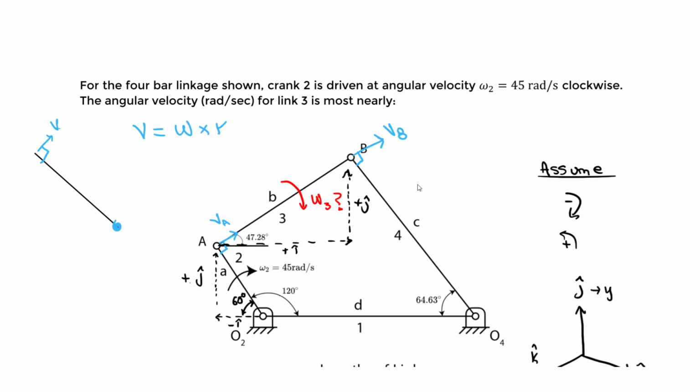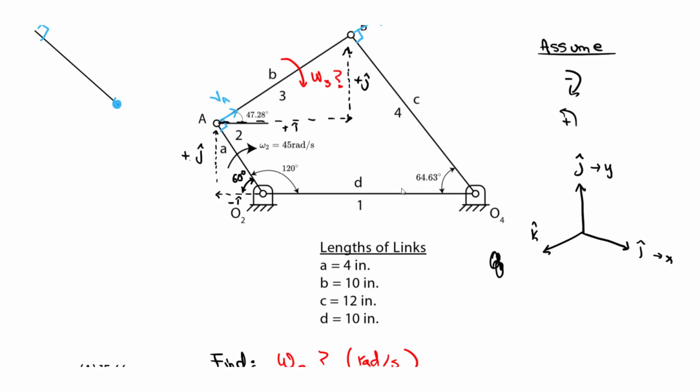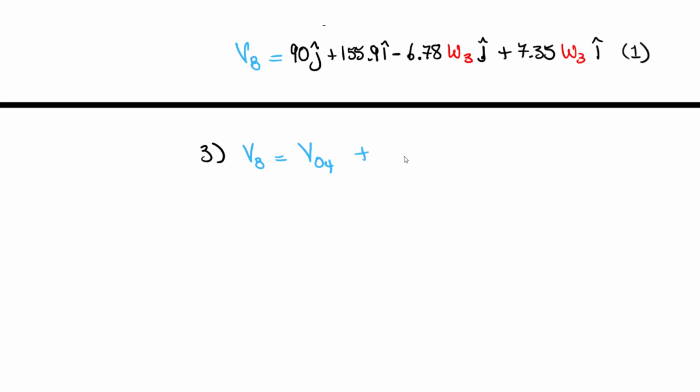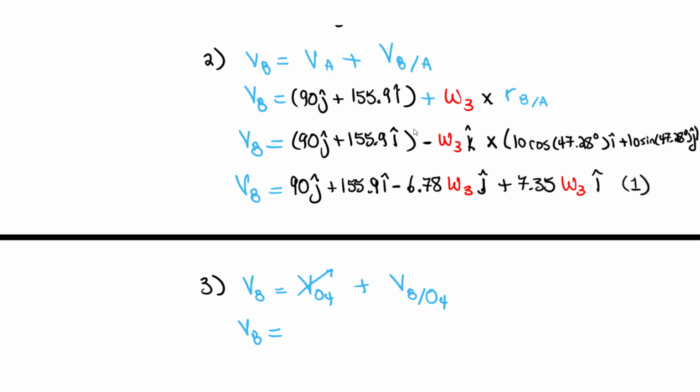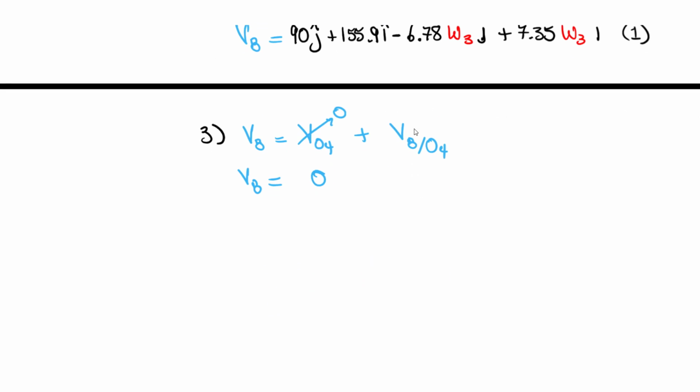So let's do that. The velocity at B is going to equal the velocity at the O4 pin, plus the velocity at B with respect to O4. We're looking at the velocity at B sitting at O4. Breaking this down further, the velocity at O4 is just 0, because once again, it's a pin. It has no velocity, so it's 0. So this is 0 plus the velocity at B with respect to O4, that will be negative.